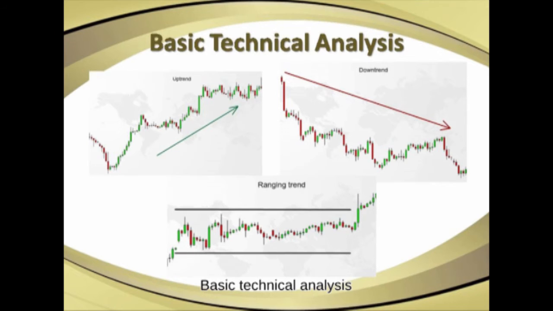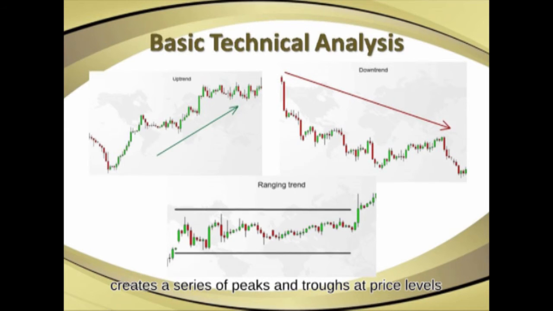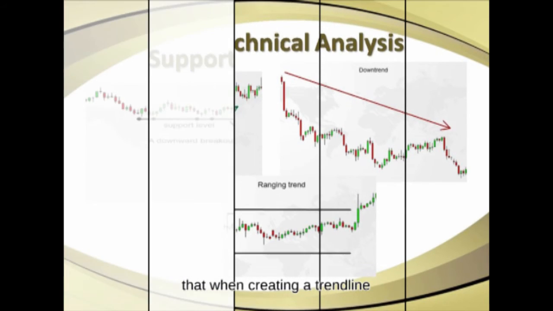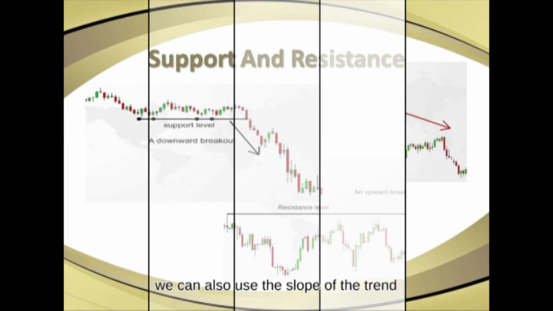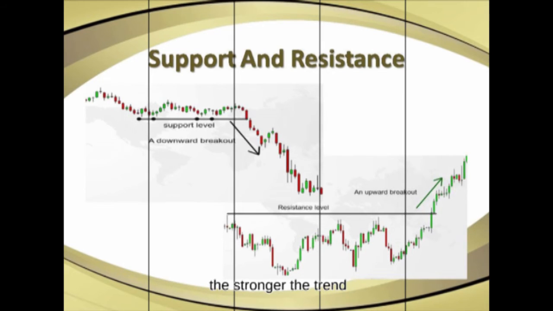Basic technical analysis. Uptrend. An asset in an uptrend creates a series of increasing troughs and peaks. Downtrend. An asset in a downtrend creates a series of increasingly lower troughs and peaks. Ranging trend. An asset in a ranging trend creates a series of peaks and troughs at price levels that are more or less identical. It's important to remember that when creating a trend line, we can also use the slope of the trend to determine the trend's strength. The steeper the slope is, the stronger the trend.